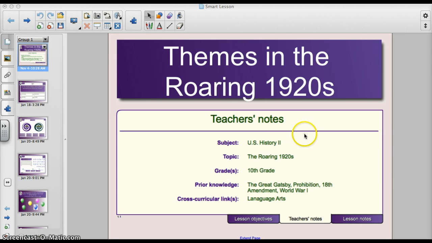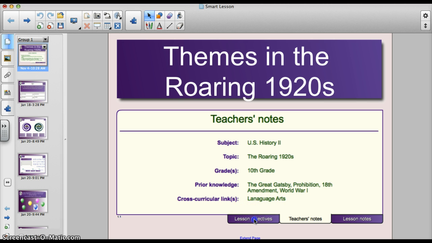You can see here that it's a U.S. History 2 course, topic the Roaring 1920s. Grades can either be 10th grade or 11th grade, it depends. Some schools switch around which years they have U.S. History and World History. Prior knowledge would be they would have read The Great Gatsby in their language arts class, Prohibition, 18th Amendment, and World War I. My cross-curricular link is language arts. I do have a lot of ties of The Great Gatsby in with this lesson.